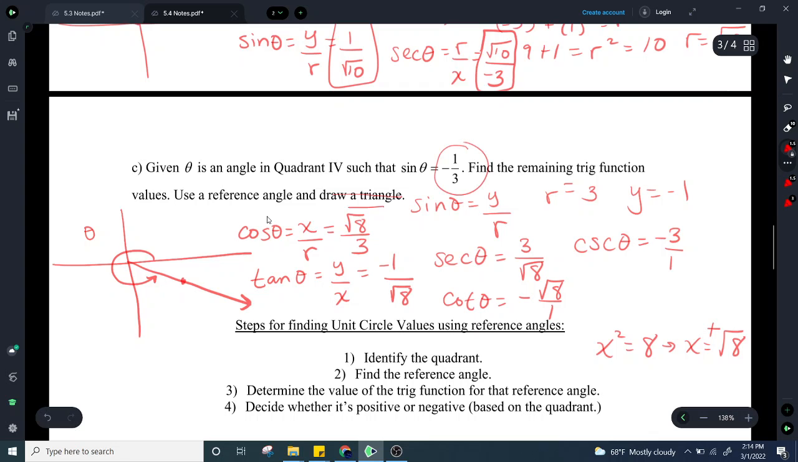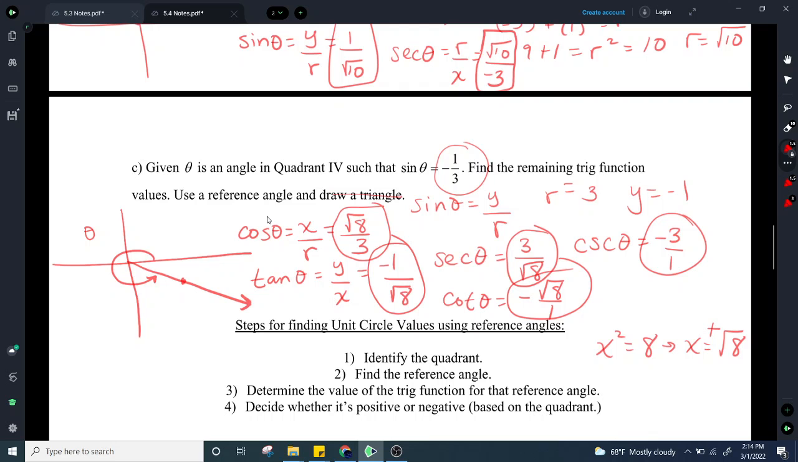So those are my other 5 trig ratios. Here's sine they gave us. Here's the cosine value. Here's the tangent value. Here's secant. Here's cosecant, and then here's cotangent. If you know sine and cosine and then you figure out tangent, the other 3 are easy because you just take the reciprocals of each one, and that's all you're going to have to do, okay?